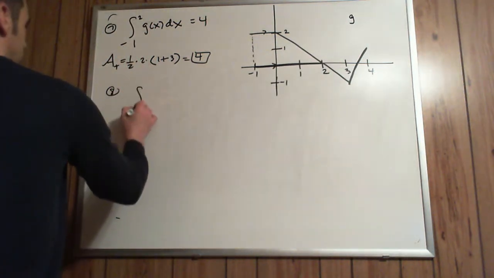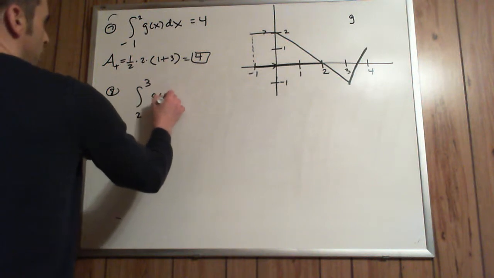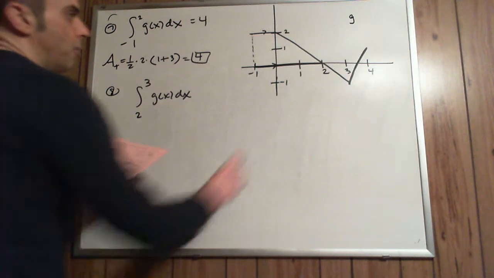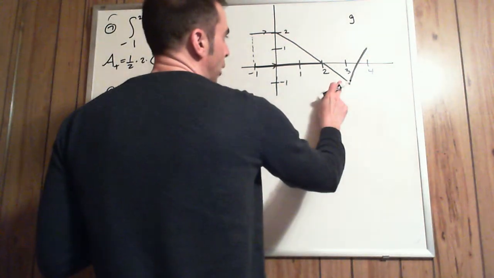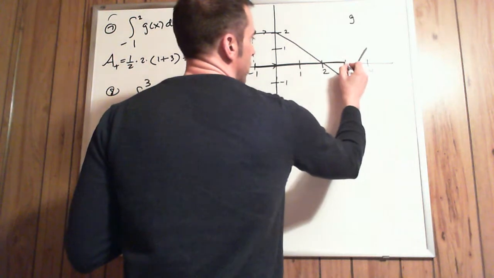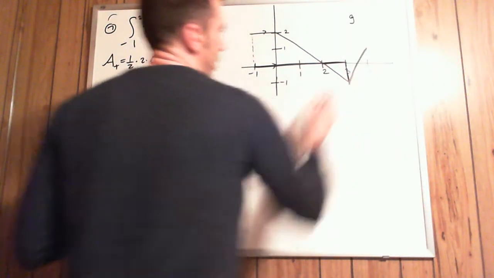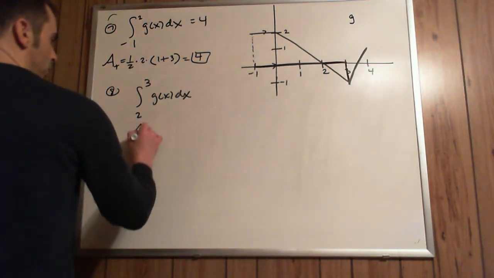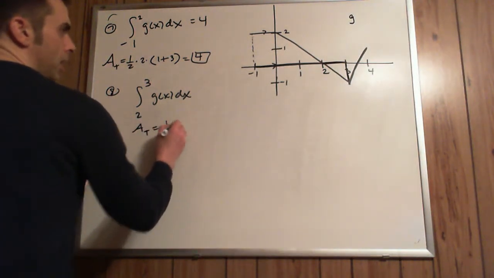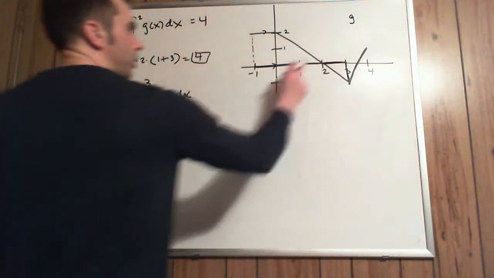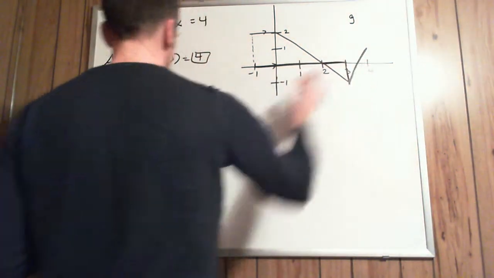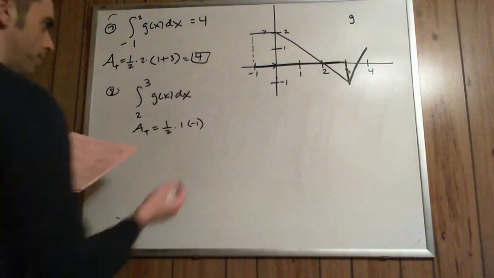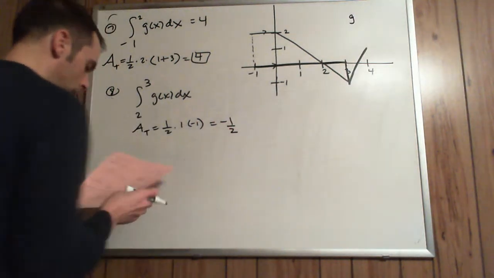Number 8, the definite integral from 2 to 3 of g at x dx means I want to calculate the area from 2 to 3 bounded by the x-axis. That would be from here to here. So since all that lies below underneath the x-axis, it would be negative. That result is of a triangle, so the area of the triangle is 1/2. The base is 1 unit long, from here to here is 1, and the height is 1, but because it's below the x-axis, it's negative 1. So that would be then negative 1/2 as that area.